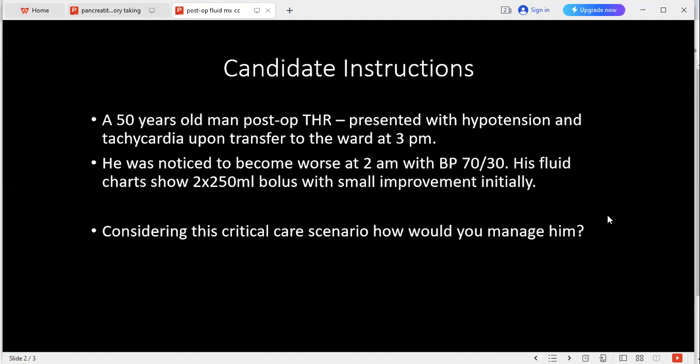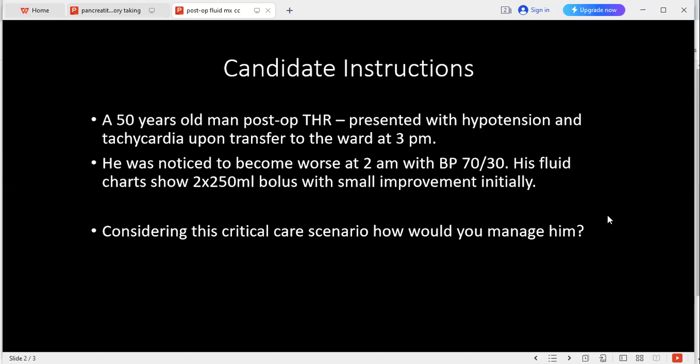Okay. Then I will monitor the patient hourly to see if the patient is improving. If the patient is not improving, then I will shift the patient to the HDU for insertion of a central line, and then monitor accordingly on the basis of central venous pressure.